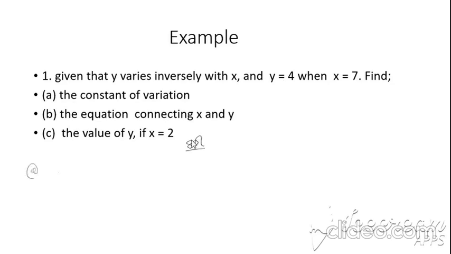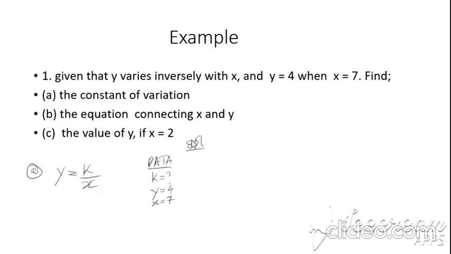Okay, so for a, first thing we need to come up with an expression connecting y and x. So y varies inversely with x. What does that mean? So y is equal to, before I write x, I need to write k. Now inverse is the same as over, like that. And then I need to come up with the data. I need to know what I'm looking for. So I'm looking for k, which I don't know. And then what's my y according to the equation? Y has been given, that's 4. Then what's my x? X is equal to 7 according to the equation. So here I'm looking for k. So how can I find k?